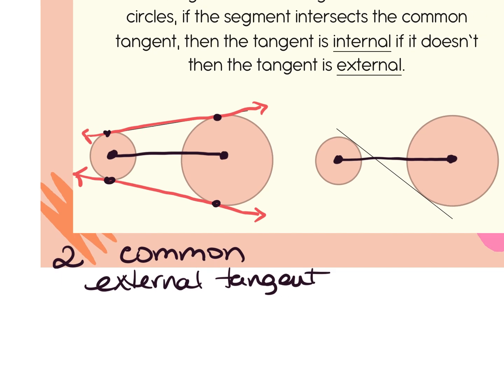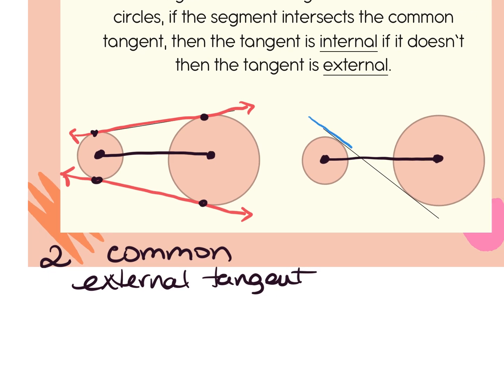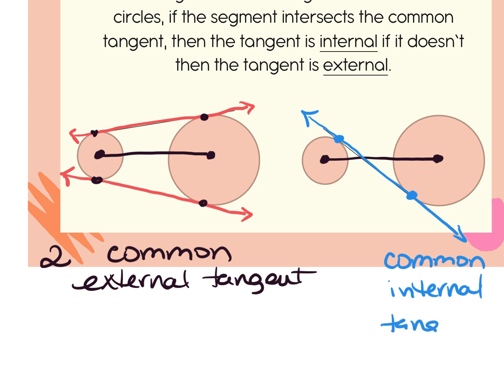This one's got a tangent line that is drawn in here for us. This is an example of a common internal tangent because once I drew in the tangent and it's hitting the little circle here and the big one here, it's crossing that segment that I drew in connecting the centers. So this is an example of a common internal tangent. And I can draw one the other way as well.